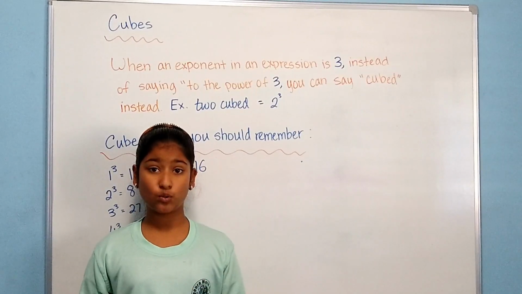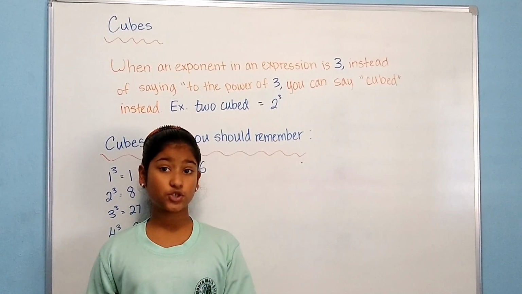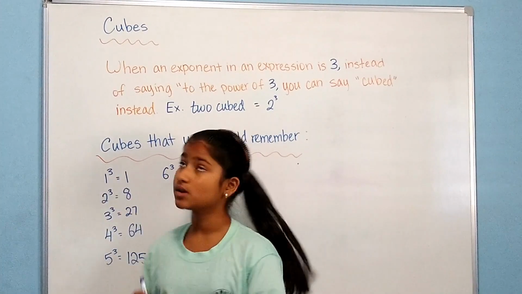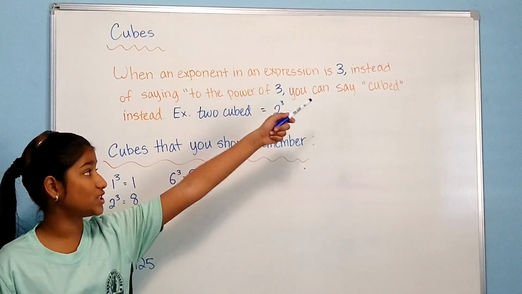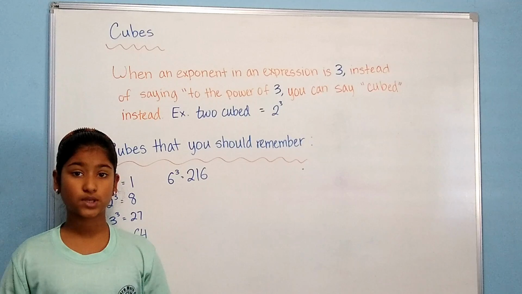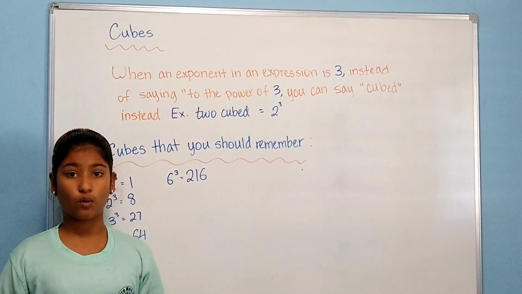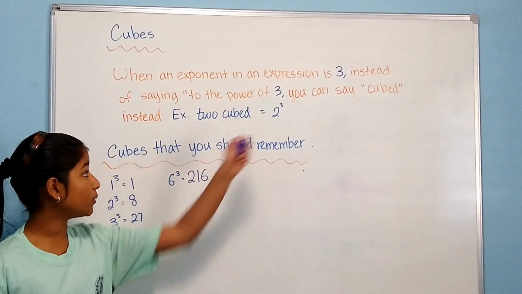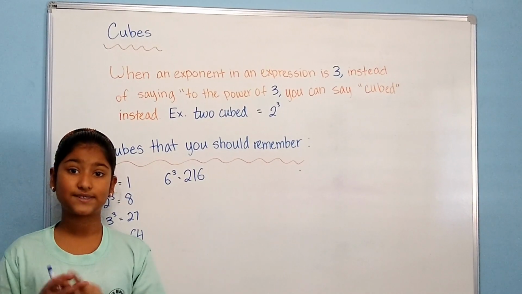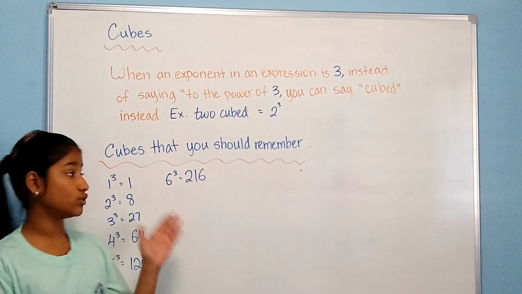In the previous lesson, we learned that when the exponent is 2 in an expression, we can just use the term squared. Now, the same applies to the power of 3, which is cubed. So when an exponent in an expression is 3, instead of saying to the power of 3 or the third power, we can just say cubed, which means to the power of 3. And when we are cubing a number, the base, in this case 2, is multiplied by itself 3 times. So that would be 2 times 2 times 2. Now, these are some cubes that you should remember.